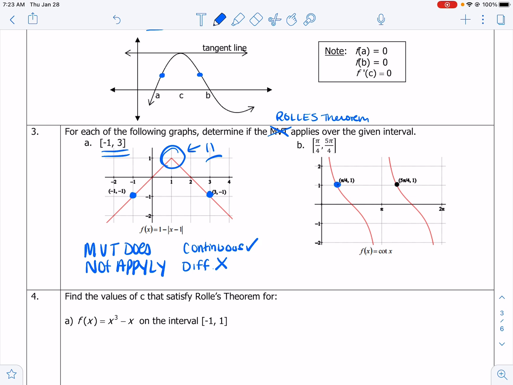Take a look at the next one. Again, my two endpoints on my interval have the same value. And if you look at that and you think about it and you're like, all right, maybe the MVT or maybe Rolle's theorem will apply, check your conditions.